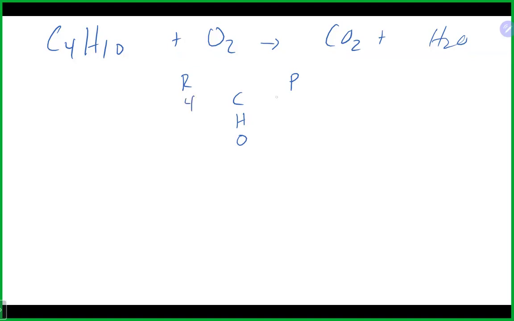So we got 4 carbons on the left. We got 1 on the right. We have 10 hydrogens on the left, 2 on the right, 2 oxygens on the left, and 2 oxygens there, plus 1 more there is 3.